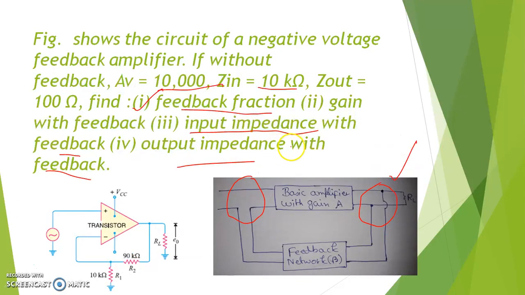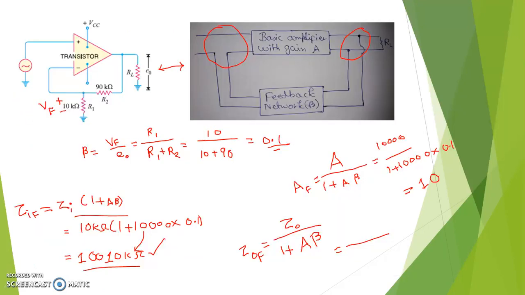Now see, what is Z output for the basic amplifier? That is 100 ohm. Just simply substitute the values, so it will be 100 ohm by 1 plus, what is A? A is 10,000 into beta. Beta we calculated as 0.1. Solve this by calculator, you will get 0.1 ohm. Clear? So the output impedance with application of the feedback becomes 0.1 ohm. So we got all the values: beta for the feedback network is 0.1, AF or overall gain with feedback is 10, and the input impedance and output impedance with feedback are these. So this is how you have to solve any practical feedback network.